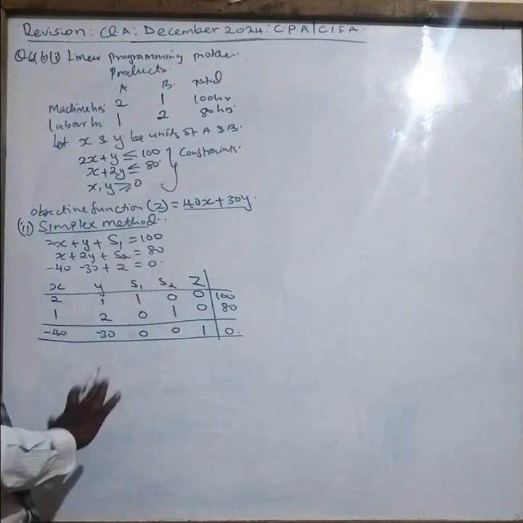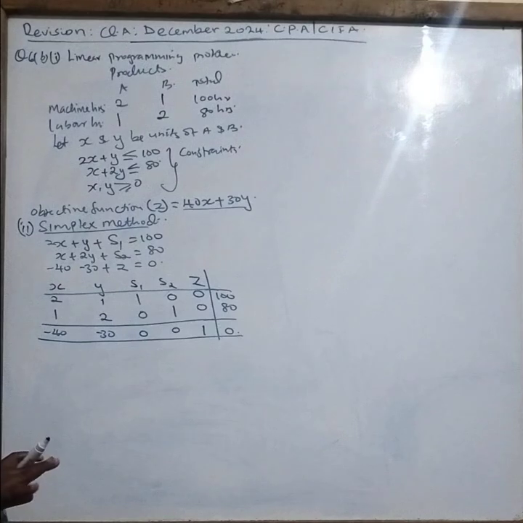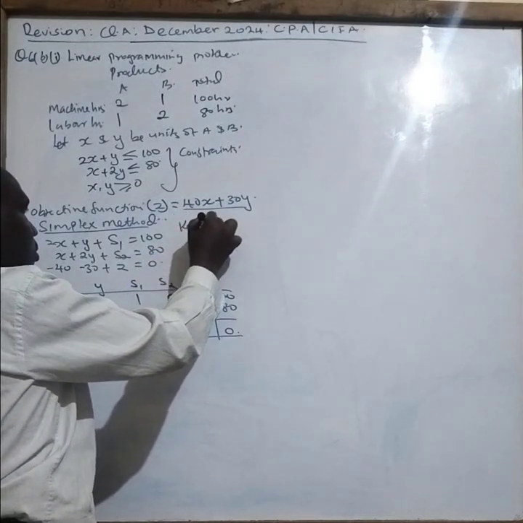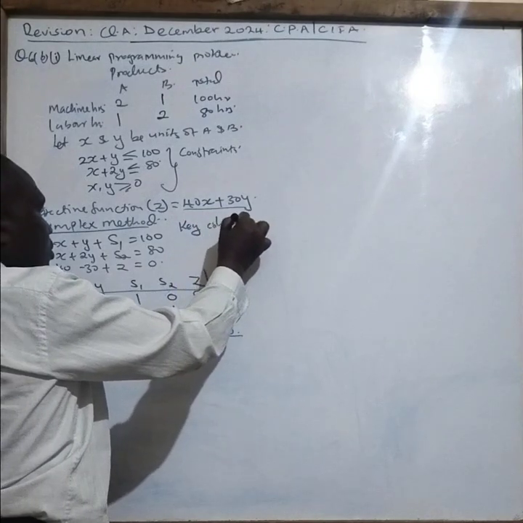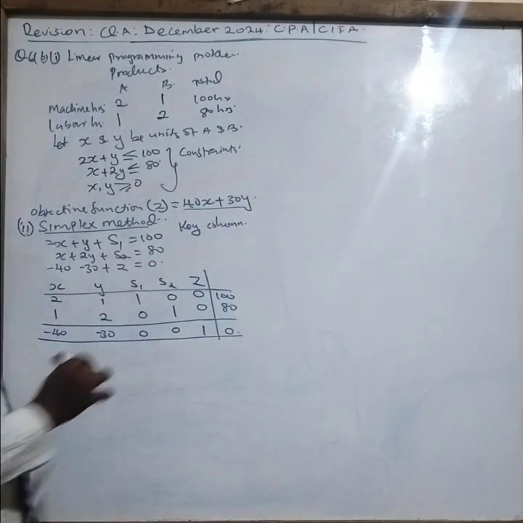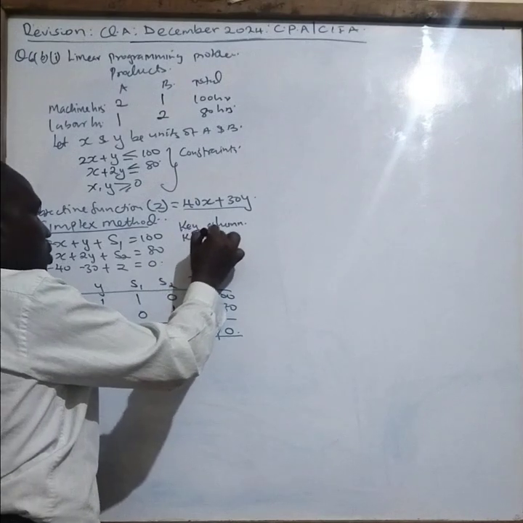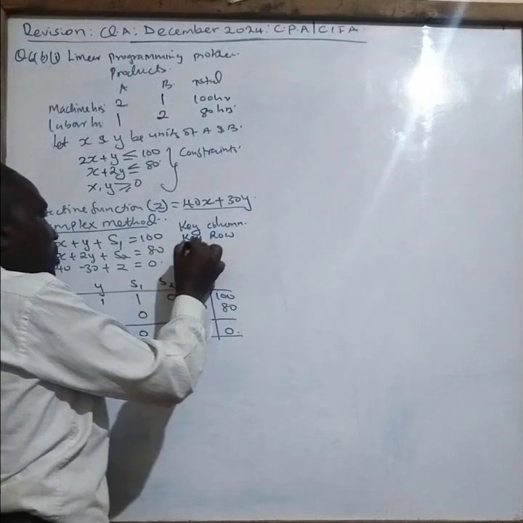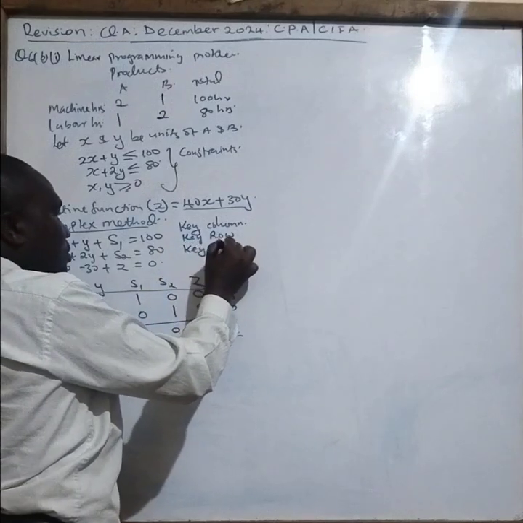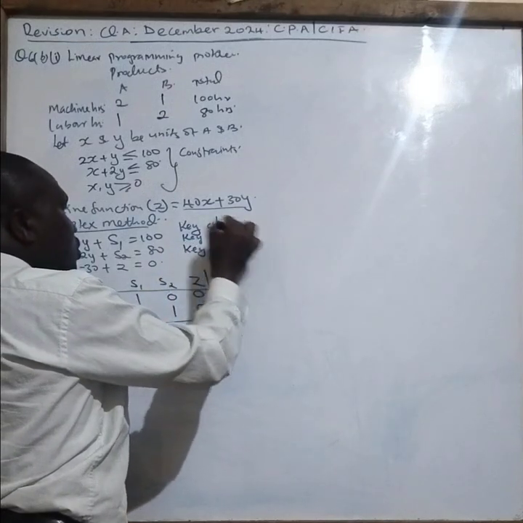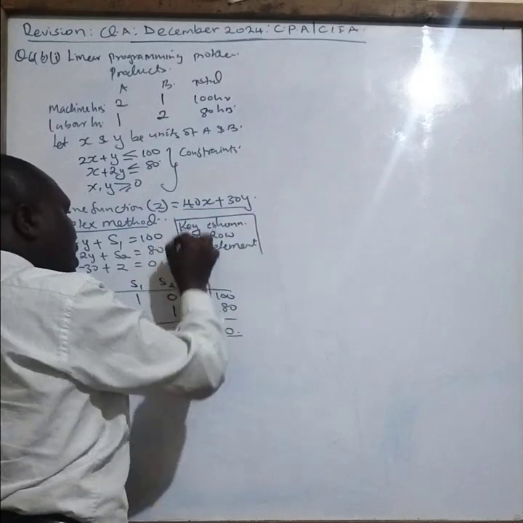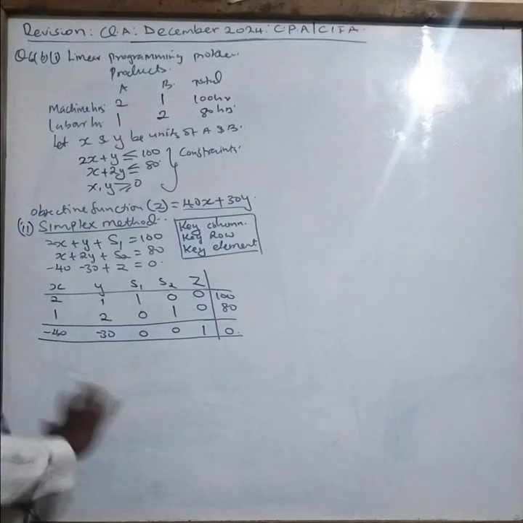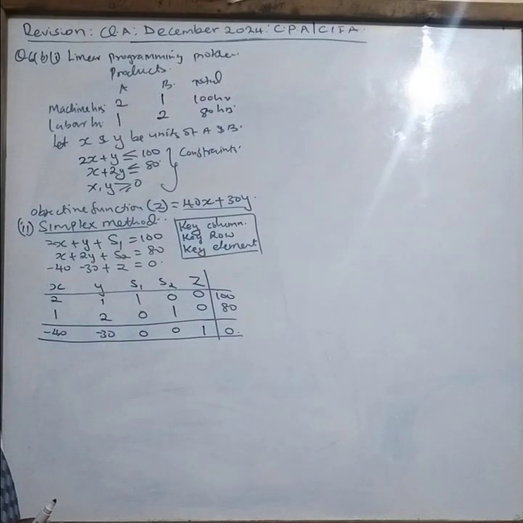From this table, I want you to learn 3 things. The first one is what they call the key column. The second one is what they call the key row. The third one is what they call the key element. So these three pieces of information are going to help us answer the question on simplex.